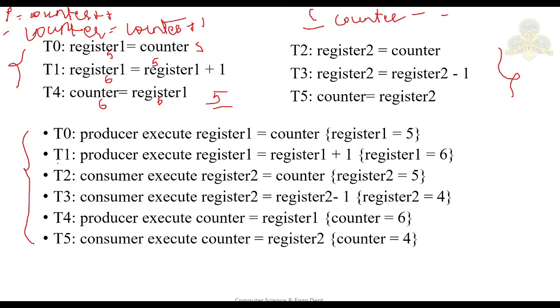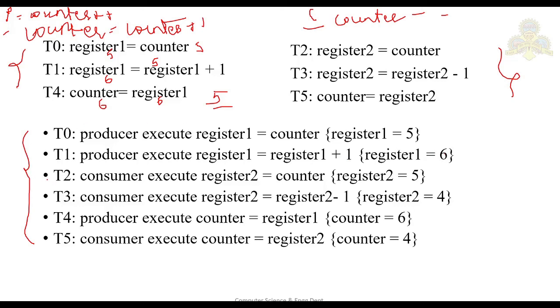Next, the T1 instruction is executed. T1 is again from your producer. It executes the instruction register 1 = register 1 + 1. So 5 plus 1 is 6. Now your register 1 has the value 6.